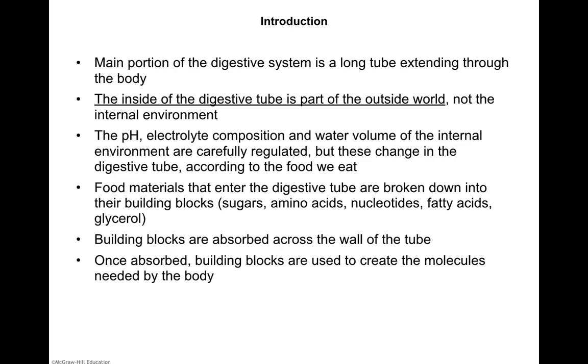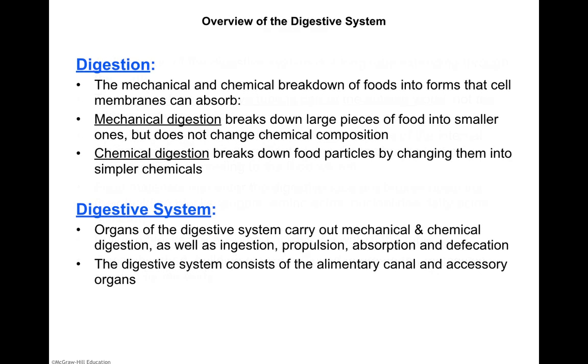Those building blocks, the individual monomers, and in some cases small dimers or trimers, are absorbed across the walls of the intestinal tube. Once absorbed, they are available for us to use to create the molecules we need in the body and to provide the source of energy for the things that we do in the body, depending on what kind of molecule they are.